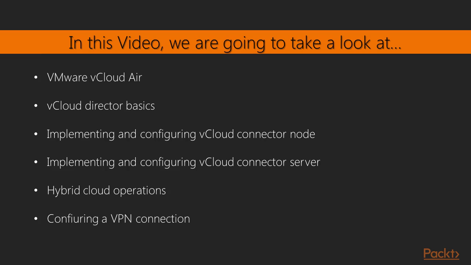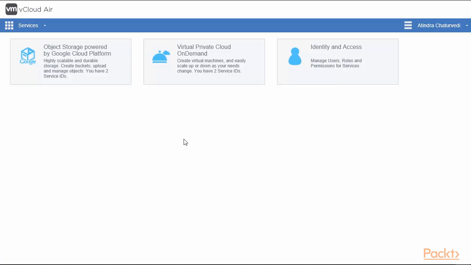So after logging in to my VMware vCloud Air account, this is the home page that I come up with. You have to contact VMware to obtain a vCloud Air account. There are different kinds of possibilities there. There's a virtual private cloud, a dedicated cloud, and the virtual private cloud on demand, which is what I have here. I have two different service IDs. I use them to keep identities separated and billing separated for my customers.